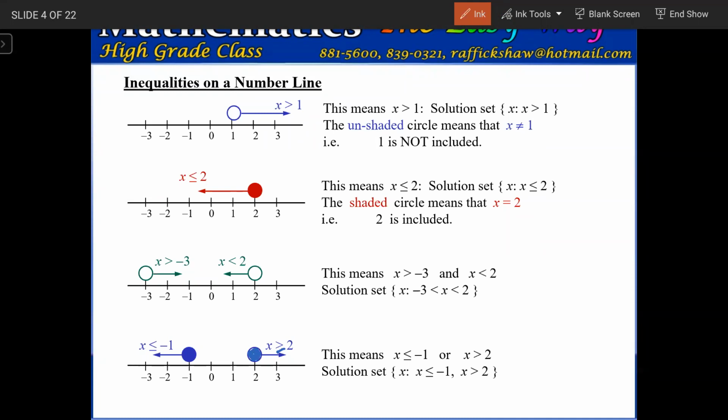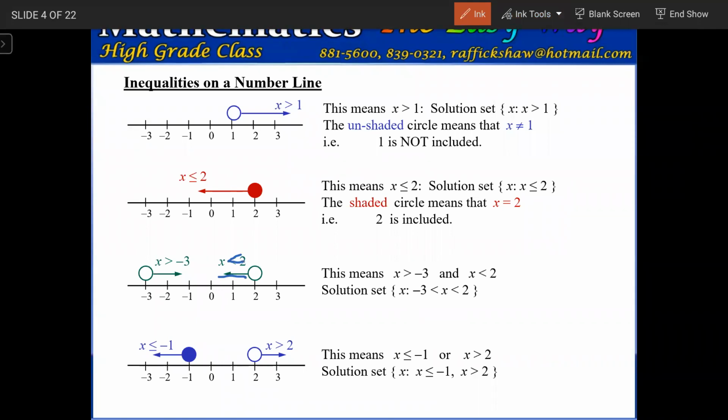This is just a couple of examples that basically allows you to do anyone. You could have gotten one where both of these are shaded, like this. If both of these were shaded, then you'd have to put the equal on this and put the equal on that as well. Understand? So they can give you any combination they can get. Just know that the unshaded circle means that the equal is not there. And the shaded circle means that the equal is there.